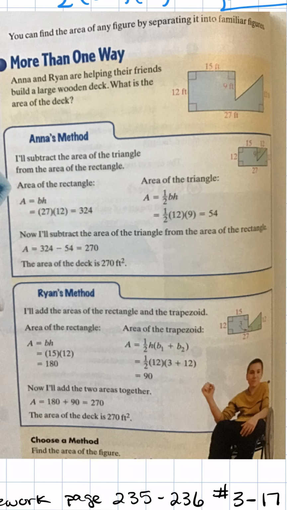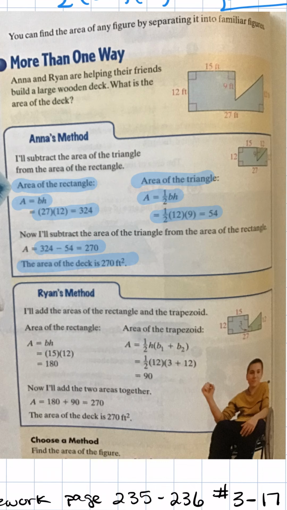So she sees that the area of the rectangle equals base times height. The base is 27 times 12 equals 324. The area of a triangle equals half the base times the height. And so she's going to do 1/2 times 12 times 9 equals 54. Then she subtracts 324 minus 54 to get 270 feet squared.